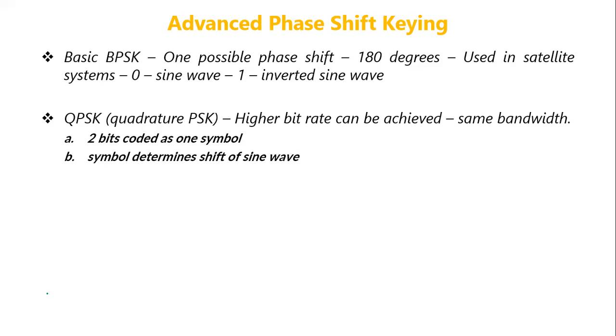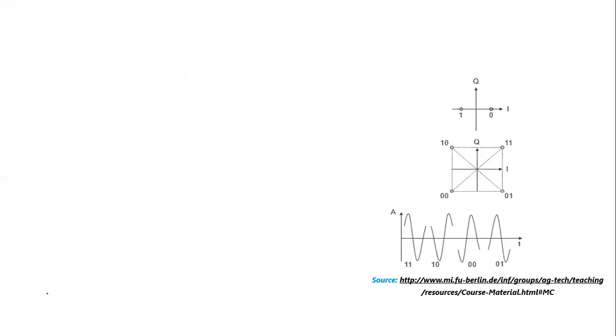So the symbol determines the shift of the sine wave. When any one of the two bits changes, the phase of the sine wave will also change. Then there will be a shift in the sine wave. Quadrature phase shift keying actually needs less bandwidth when compared with binary phase shift keying, but it is a little complex to implement, whereas binary phase shift keying is very easy to implement.